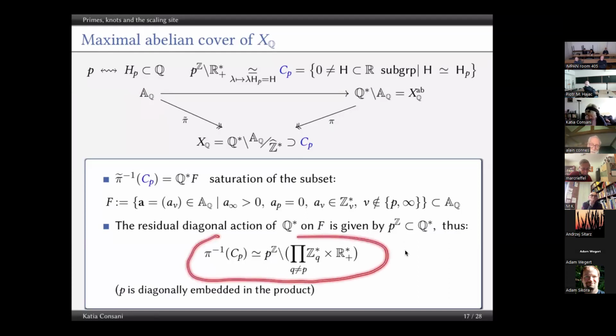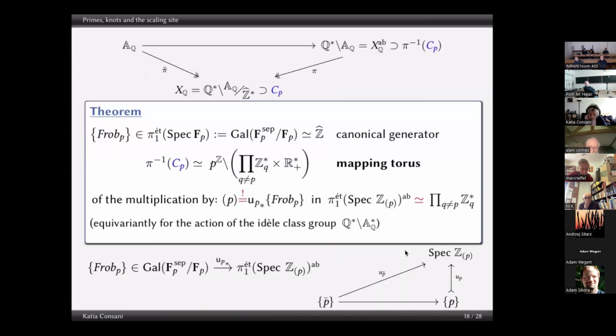So then we obtain this description, the isomorphism of the pullback, so to say, the pre-image of CP in the Adele class space. P is diagonally embedded in this product. By construction, this thing is a mapping torus, a mapping torus for the action of PZ on this compact group. So then the theorem, which is the main first step in this non-commutative interpretation of the link, is that if you start, now remember the knot in the most basic visualization. So as pi1 et al.